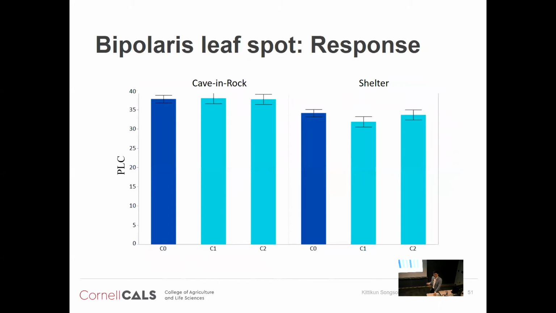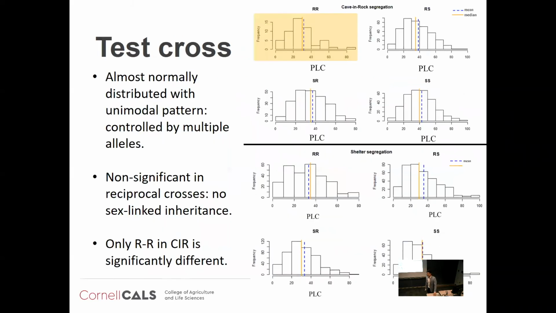I still don't know. So I tried to make the test cross, going back to your basic genetics class, back to the first step. I made the crosses of resistant by resistant, resistant by susceptible, susceptible by resistant, and susceptible by susceptible from the basic textbook. These are the histograms of the progeny of each cross.